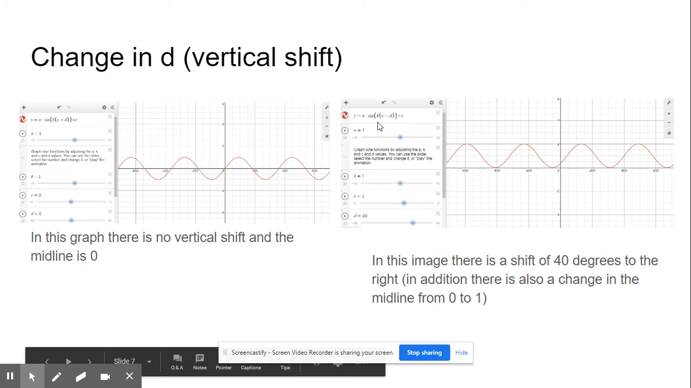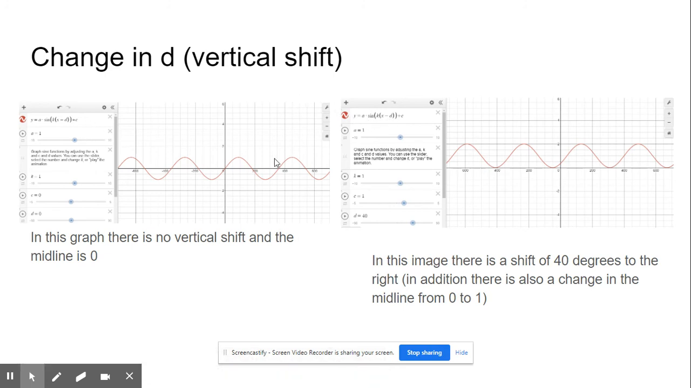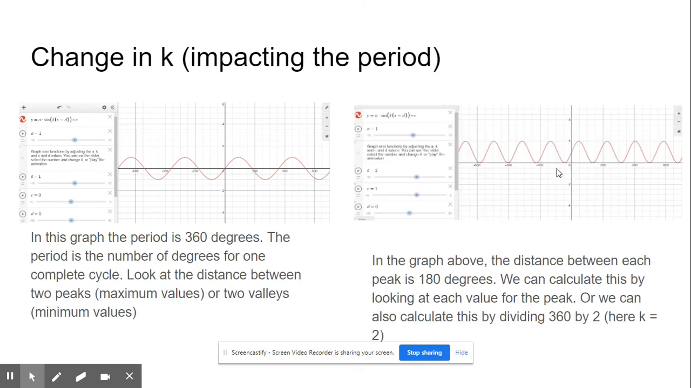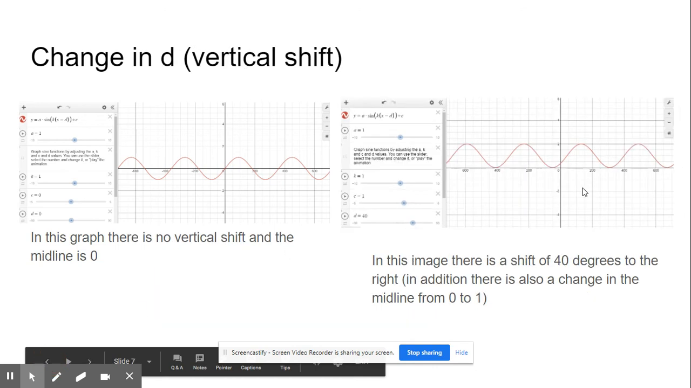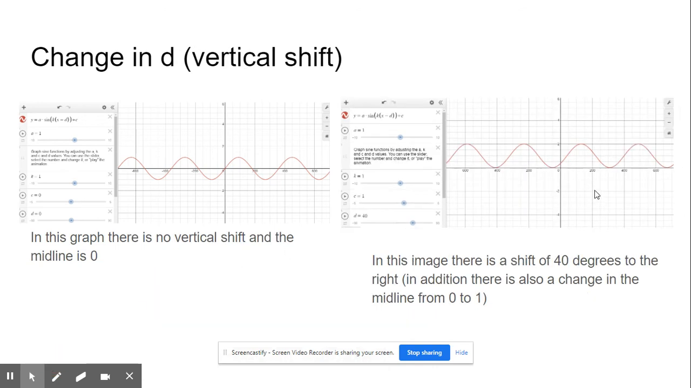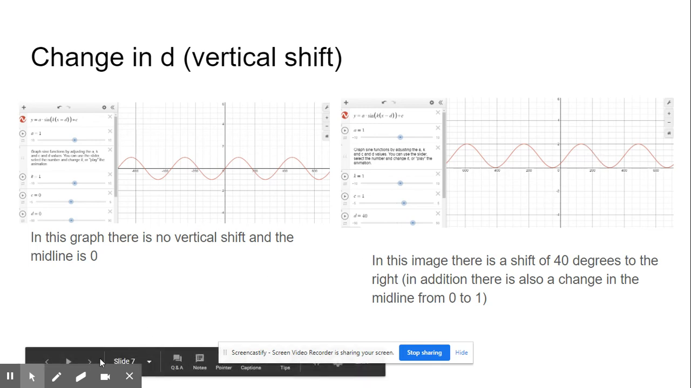Change in D in this equation has to do with a vertical shift. Here, there's no vertical shift. The midline is still 0. Here, we've shifted everything 40 degrees to the right. And in addition, the midline is different. Notice the midline is 1 and not 0. So everything's moved up and moved over to the right 40 degrees.